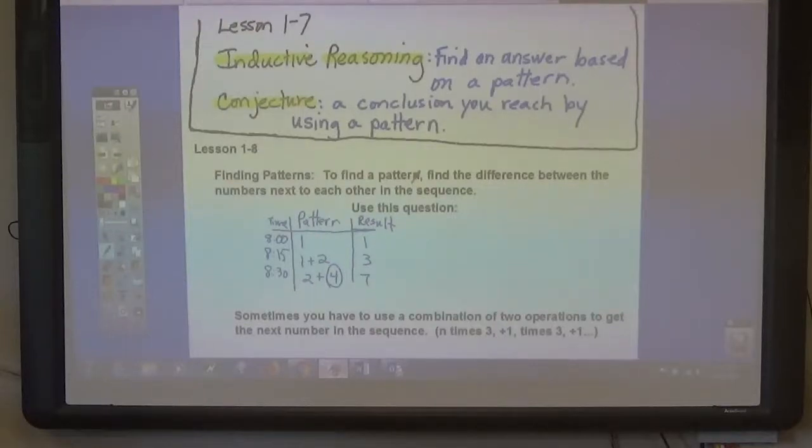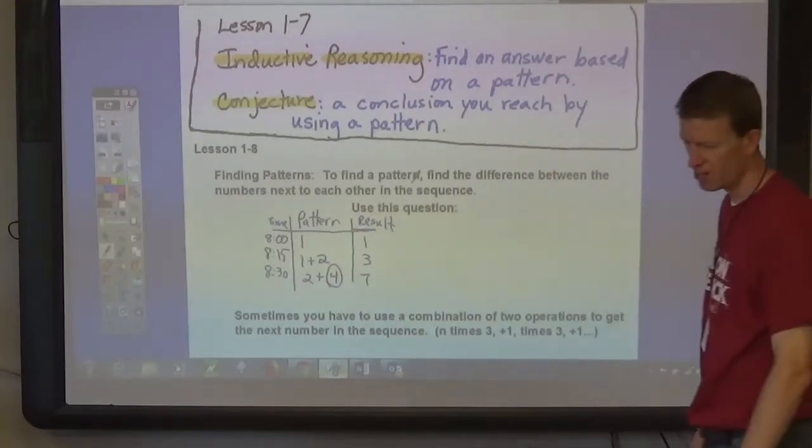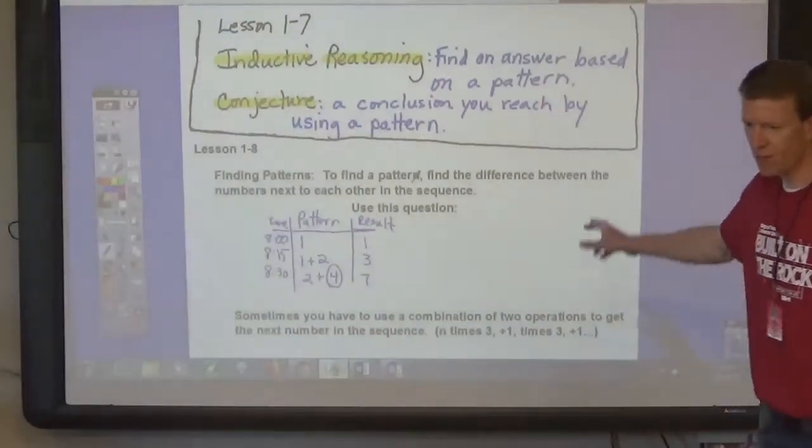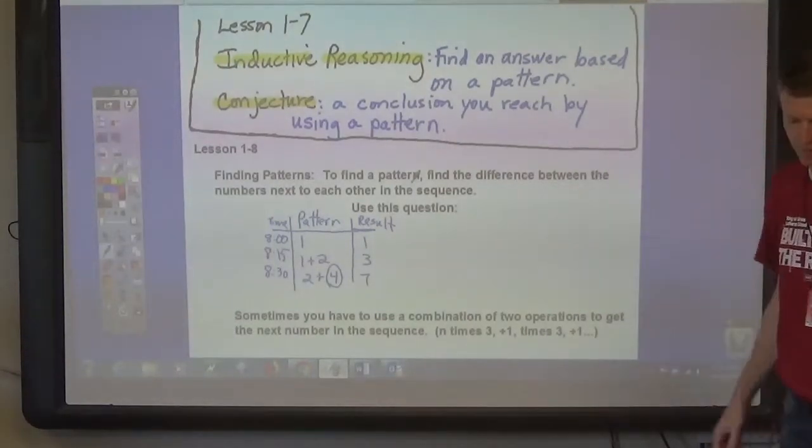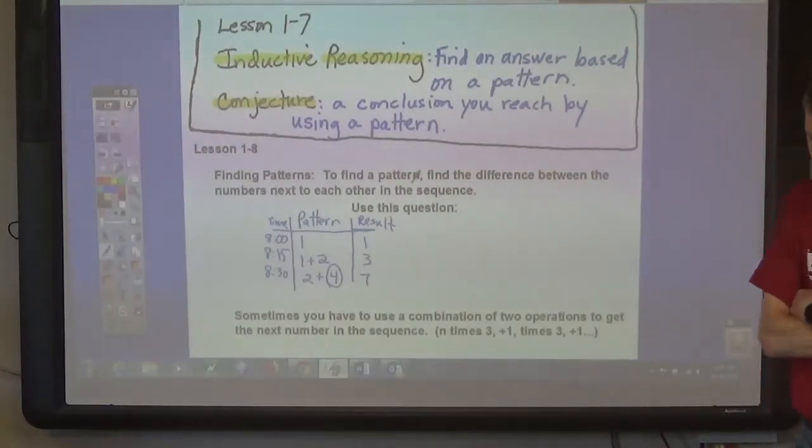So, 7th graders, let's look at lesson 1-7. This term, inductive reasoning. What does that involve? Andreas? What does this involve? Inductive reasoning. Okay, what does that mean?